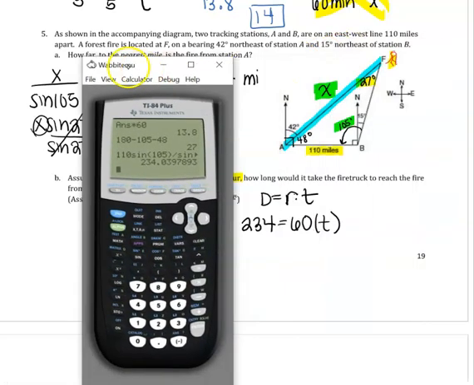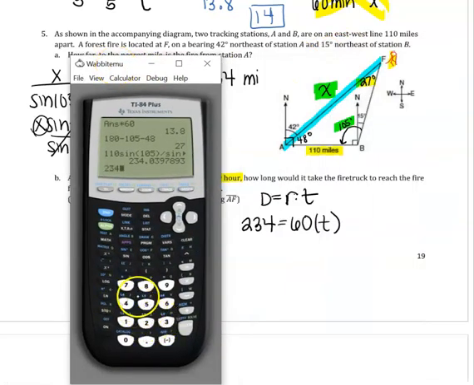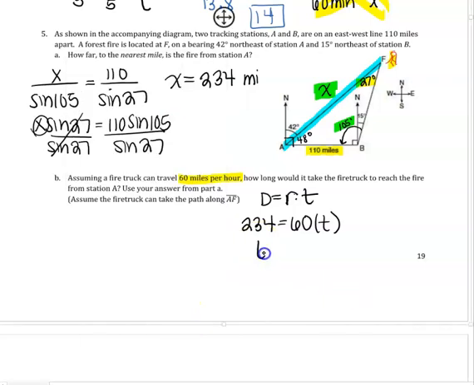So if I take my 234 and divide it by 60, we end up with 3.9. Now again, this was miles per hour, so this is going to take them 3.9 hours in order to travel to the fire. Yikes. That's kind of a long time.